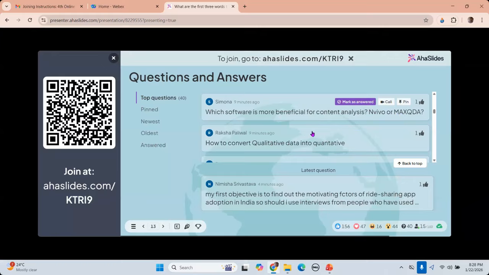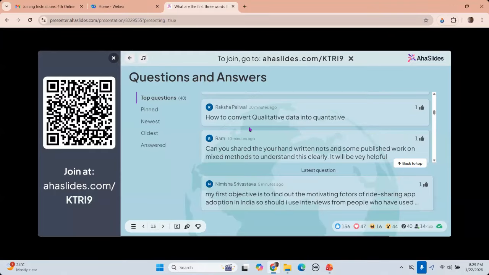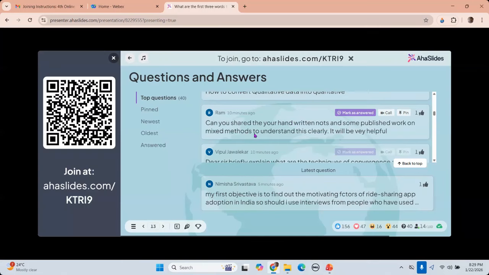How to convert qualitative data into quantitative data? Just wait for day 4 or day 5. Raksha Paliwal, please. Can you share your handwritten notes or some published works on mixed methods to understand this clearly? It will be helpful. Sure, sir, I'm going to share. You can check my Google Drive link. Definitely.